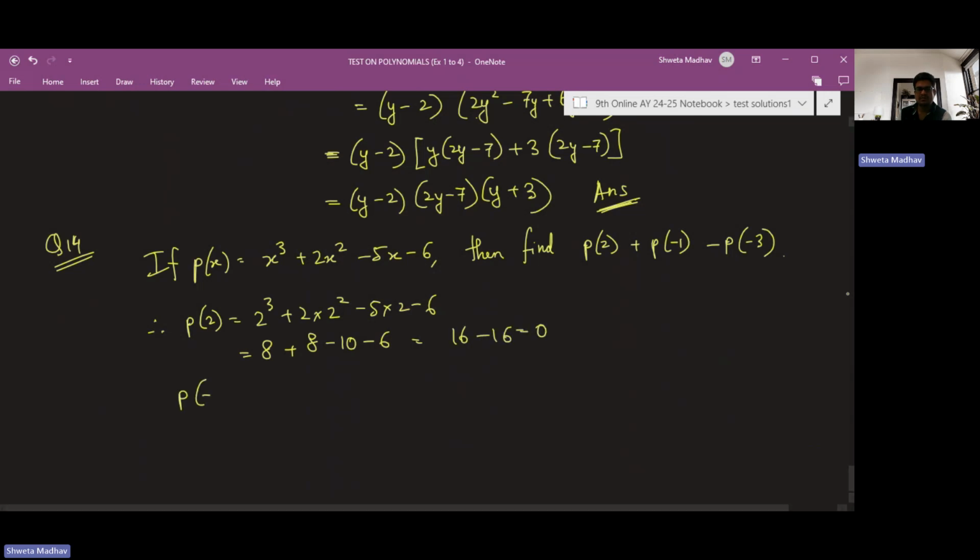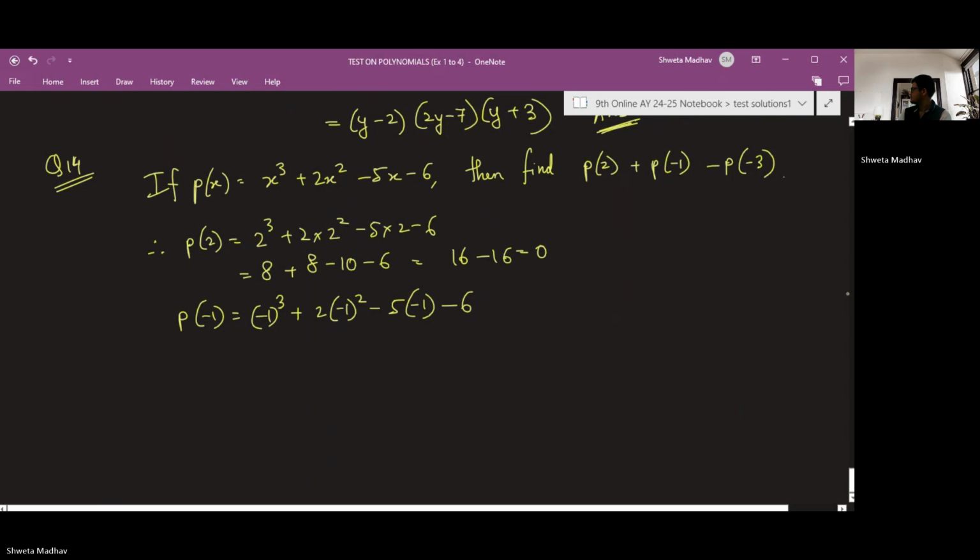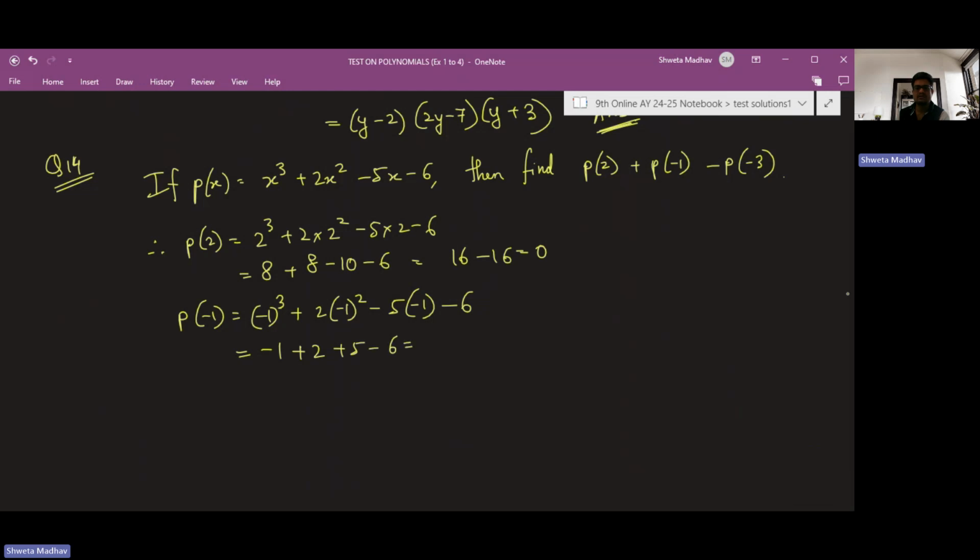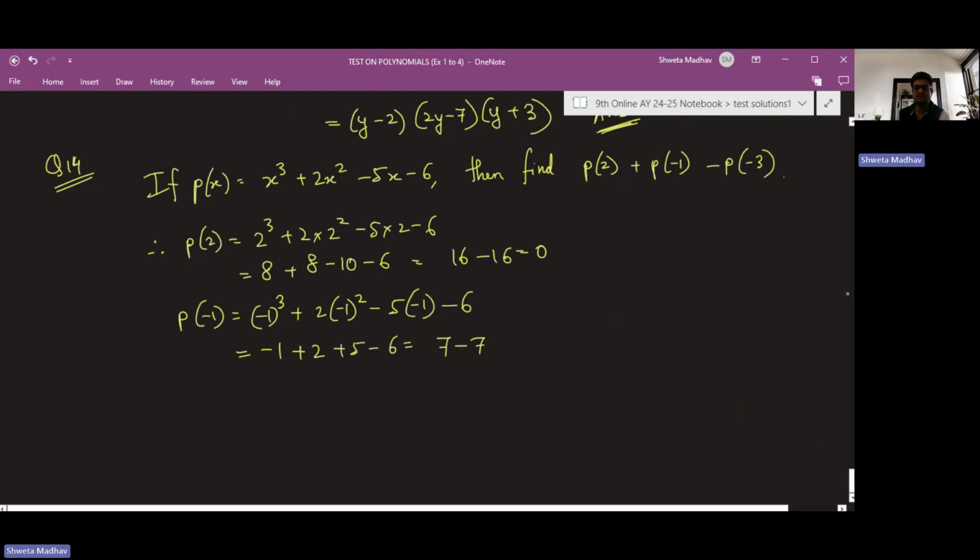Similarly, p of minus 1, in place of x, I will put minus 1. So this will be minus 1 whole cube plus 2 into minus 1 whole square minus 5 into minus 1 minus 6. This will be equal to minus 1 plus 2 plus 5 minus 6. So this will be 5 plus 2, that is 7. 7 minus 7 is equal to 0.